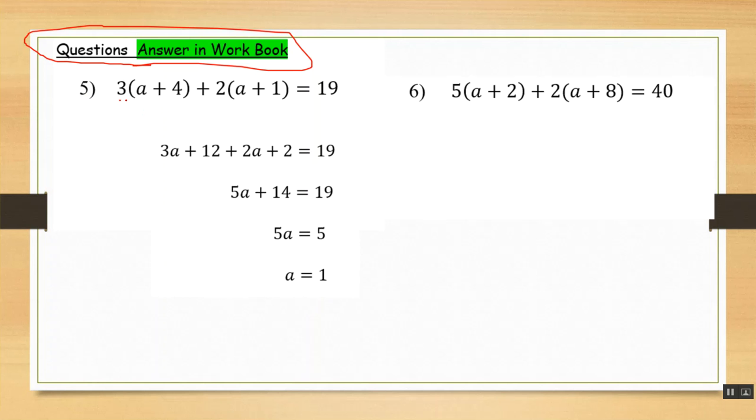So for question 5, 3 times a plus 4, expand the brackets, gives you 3a plus 12. And 2 times a plus 1 gives you 2a plus 2, equals 19. Then we've got 3a and 2a is 5a. And 12 plus 2 is 14. Then we take 14 from both sides. Nineteen take away 14 is 5. This part disappears. And then divide by 5 gives you a equals 1.